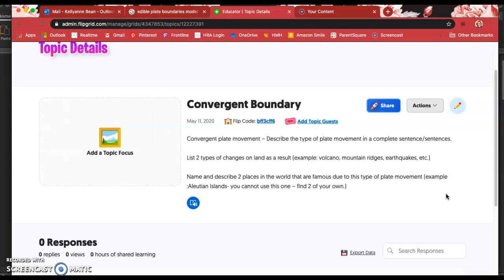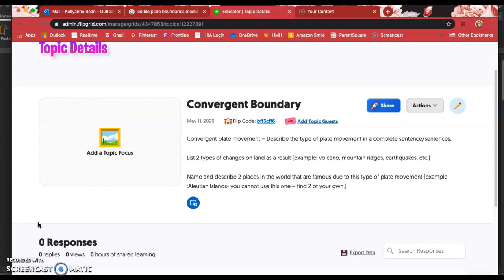Okay? I'll be online from 10 to 2. I do apologize. I gotta drink more of this coffee. I will be online from 10 to 2 if you need me, if you have any questions, but make sure you get this convergent plate boundary done.